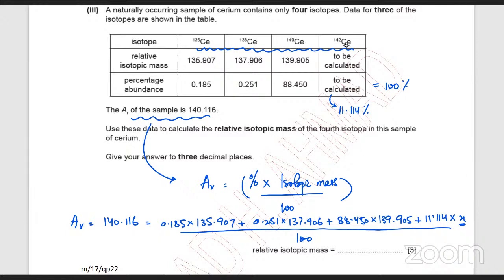So solve for X now, okay? ये आपका formula होता है. This is how you calculate the average of all the isotopes, okay? ये निकालो, क्या आ रही है value?